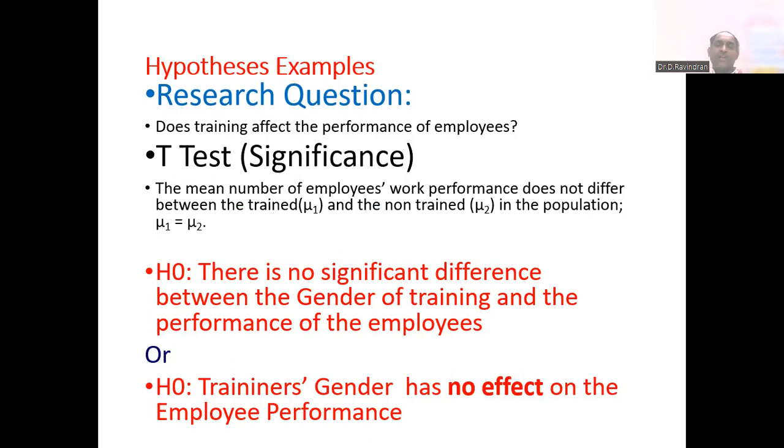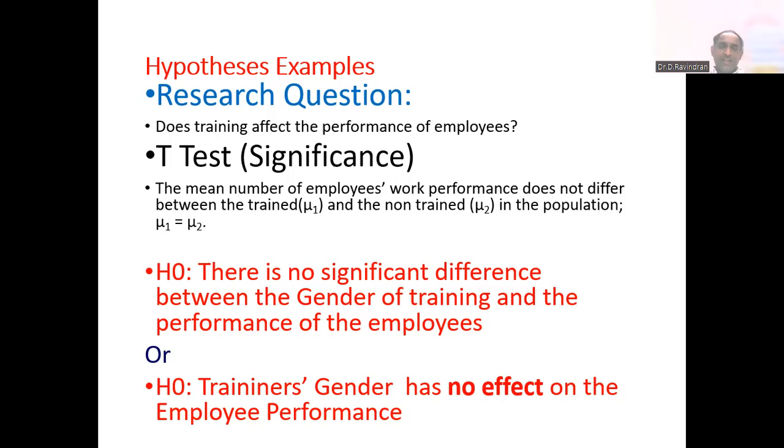So, does training affect the performance of employees? This is my research question. How will the statistical theory put it? The mean work performance of employees does not differ with the mean. So mostly the t-test speaks about the mean. Between the trained and non-trained in the population, it's mu1 equals mu2. It's a statistical representation. How can we write the hypothesis? There is no significant difference between them.